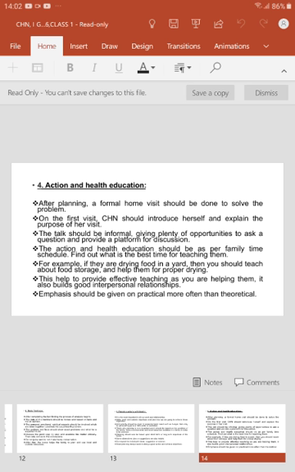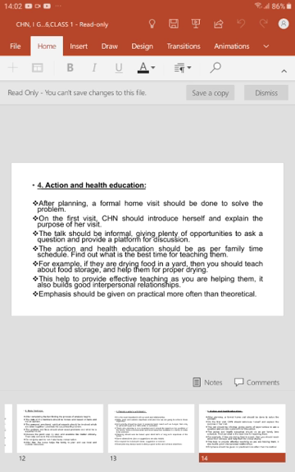Then the principle of the home visit: the talk should be in a formal way, giving plenty of opportunity to ask questions and providing a platform for discussion. So with the nurse, the people and the family members can ask so many questions regarding health as well as environmental health, individual health and the environmental sanitation facilities, what we can tell. They can ask and we can ask, so it becomes a discussion platform.